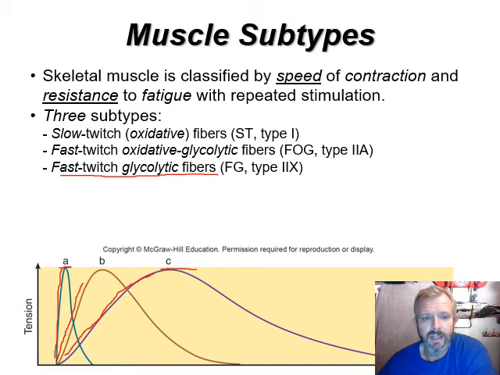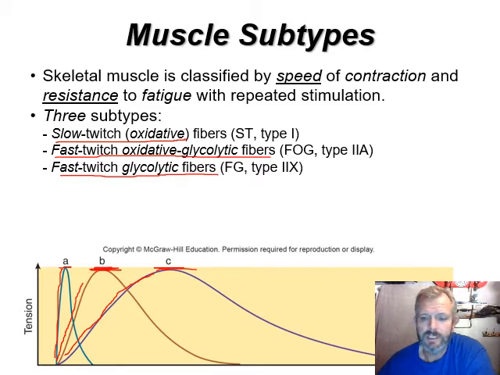All right, then on the other end is the slow twitch oxidative. Oxidative meaning, what are they doing? Oxidative phosphorylation. They're doing aerobic respiration, so they need oxygen to be able to operate. You can see they are much slower in their response. That's C here. But we'll see they are fatigue resistant. The fast twitch oxidative glycolytic, these are kind of the in-betweeners, the B.